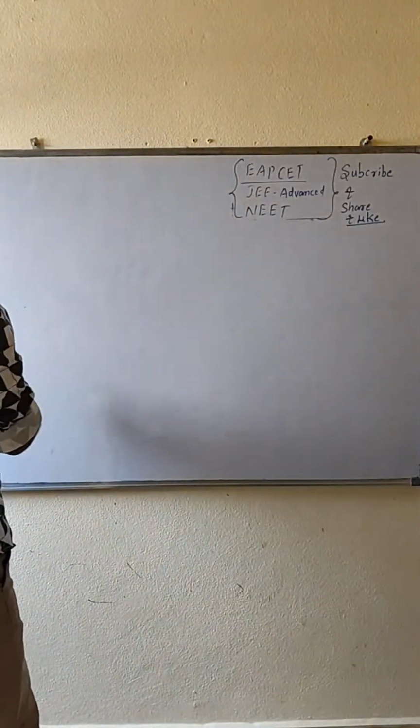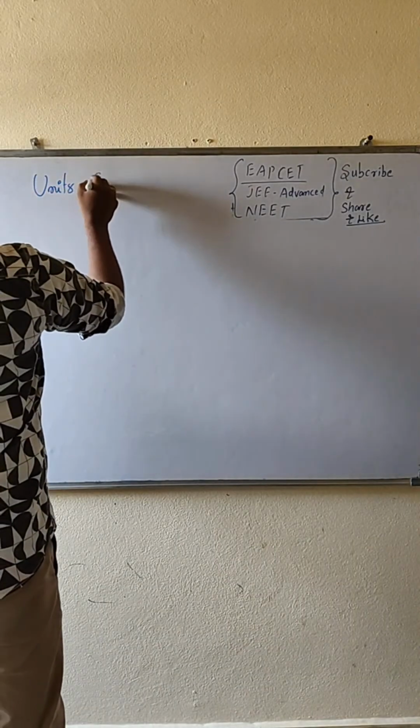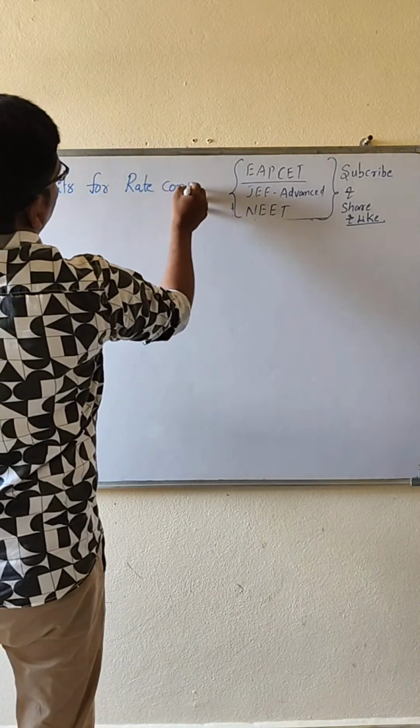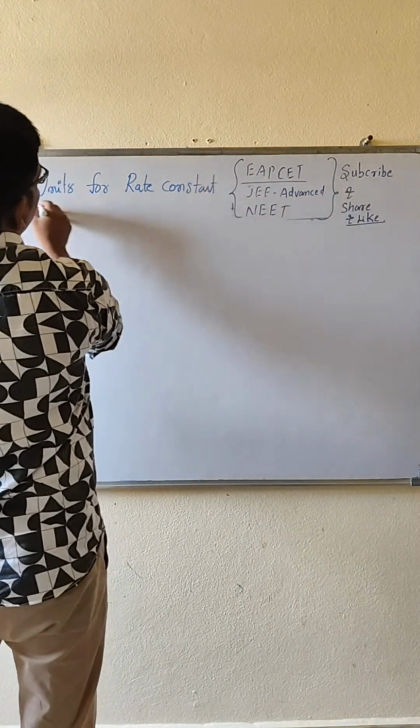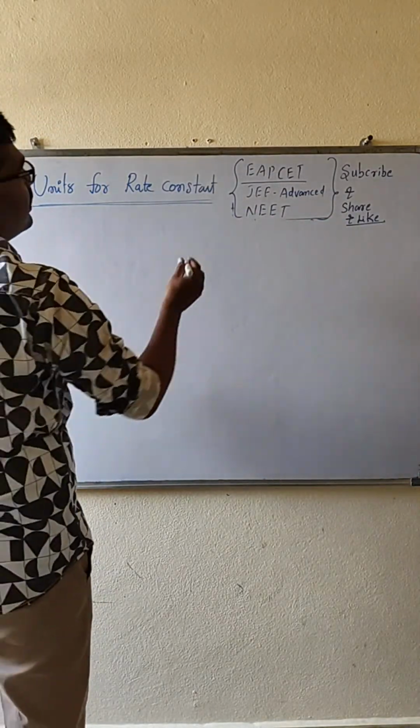Units for rate constant. Units for rate constant, that is K.